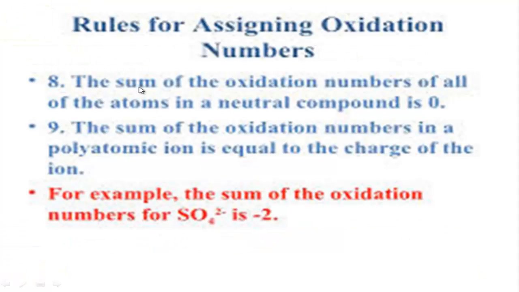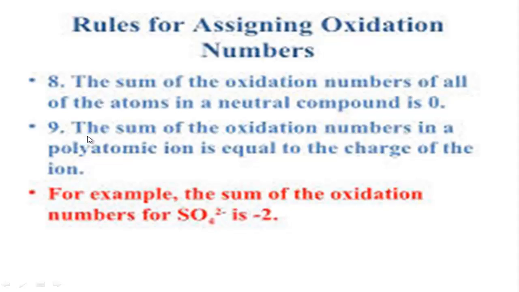Now, the sum of the oxidation numbers of all the atoms in a neutral compound is 0. For example, hydrogen chloride: hydrogen +1, chlorine -1, equal to 0. Like this, calcium oxide: calcium +2, oxygen -2, equal to 0.